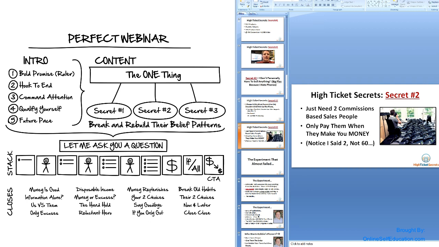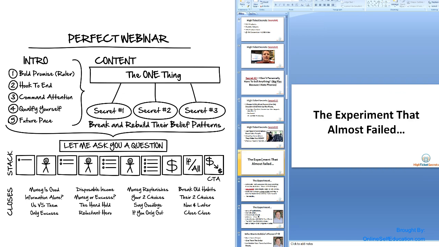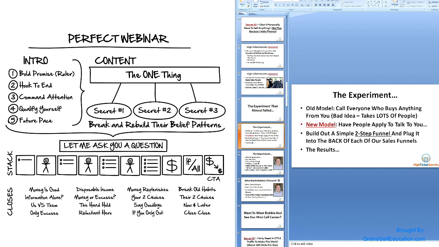Notice I said just 2 people, not 60. Okay? In the past, I had 60 people and it was a nightmare, but I figured out a new way to do it. And this is how it worked. And I talk about this experiment. And then this is the old model, how we did it, and the new model.